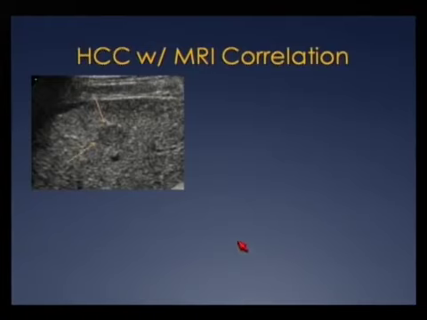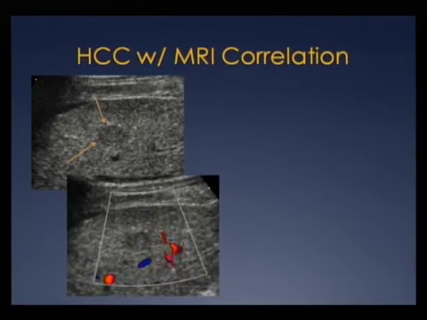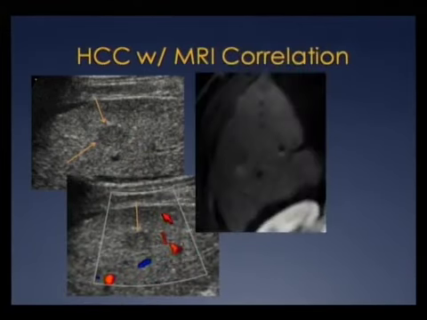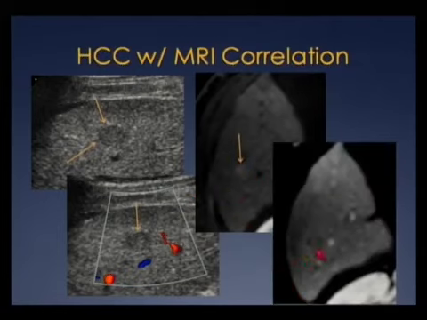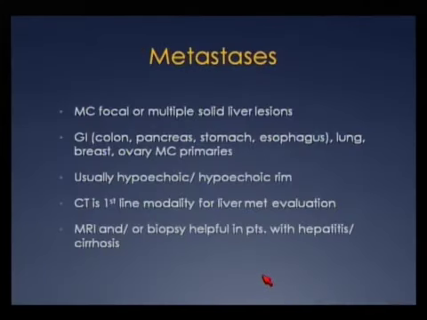Here's HCC with MRI correlation, a hypoechoic lesion within the liver. No increased vascularity in this case. And the MR image of the inferior right lobe demonstrates some subtle hyperenhancement in the early phase. And there's some washout in the delayed phase. So this was confirmed hepatocellular carcinoma.